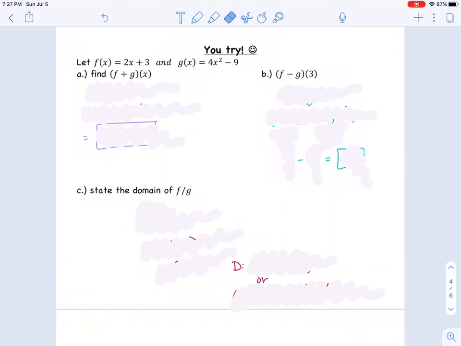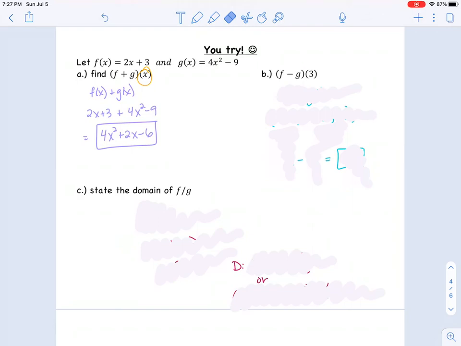All right, for try-it A, f plus g of x means that I can do f of x plus g of x separately. F of x is my 2x plus 3, plus g of x is my 4x squared minus 9. When I go to combine those, keeping my x's there, because that's what this says, I can keep my variable, I end up getting the combined function of 4x squared plus 2x minus 6.